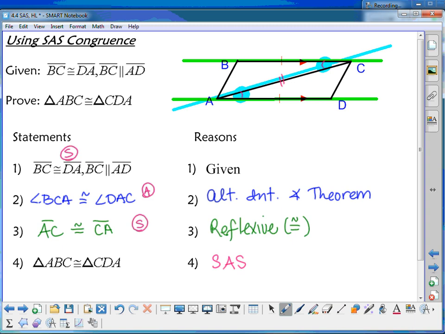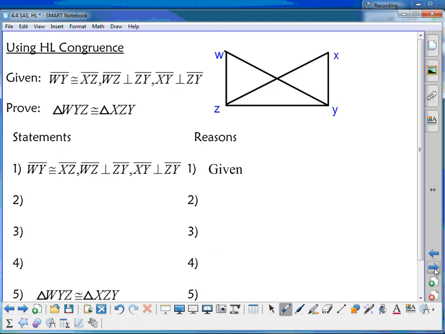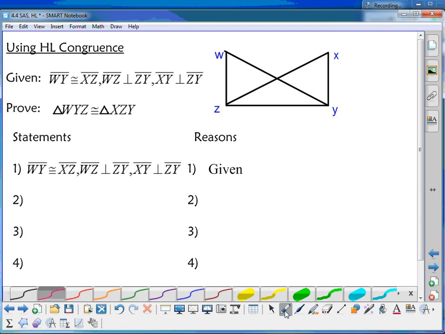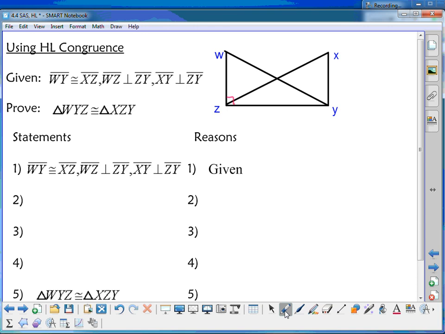We have another proof using hypotenuse-leg. For this proof, we're given that WY is congruent to XZ, and WZ is perpendicular to ZY. So that's a right angle there. And I know that XY is perpendicular to ZY. So this is also a right angle.